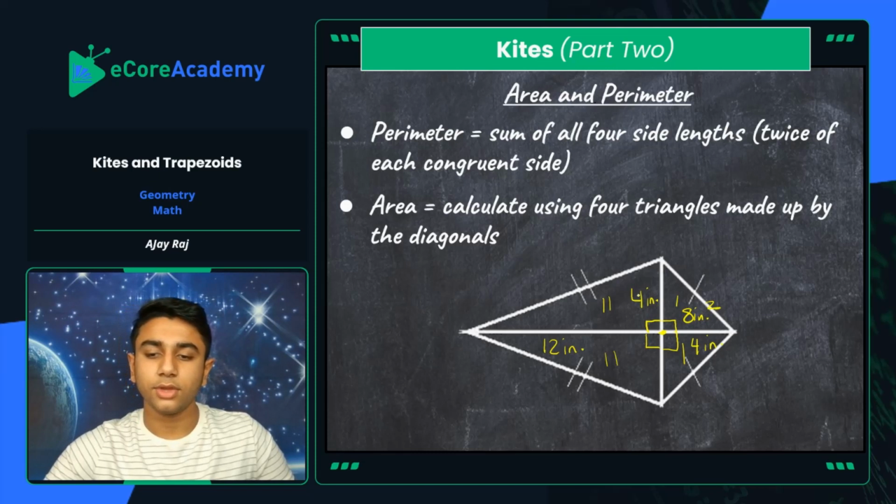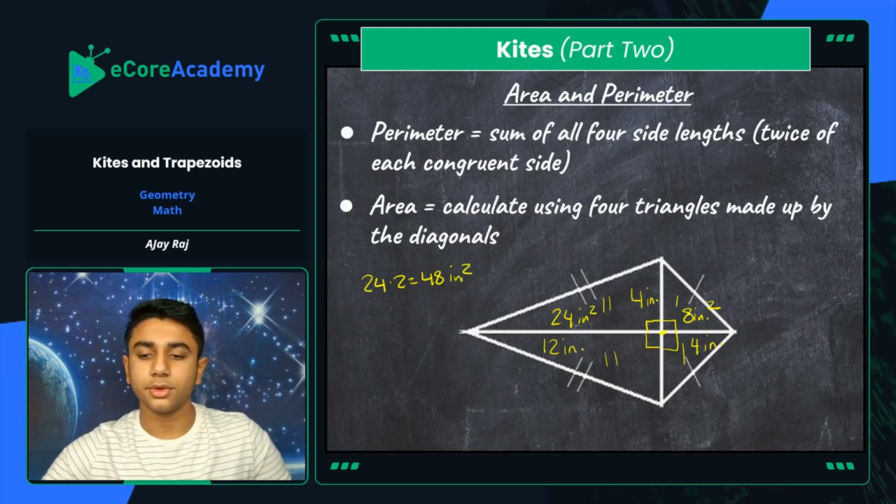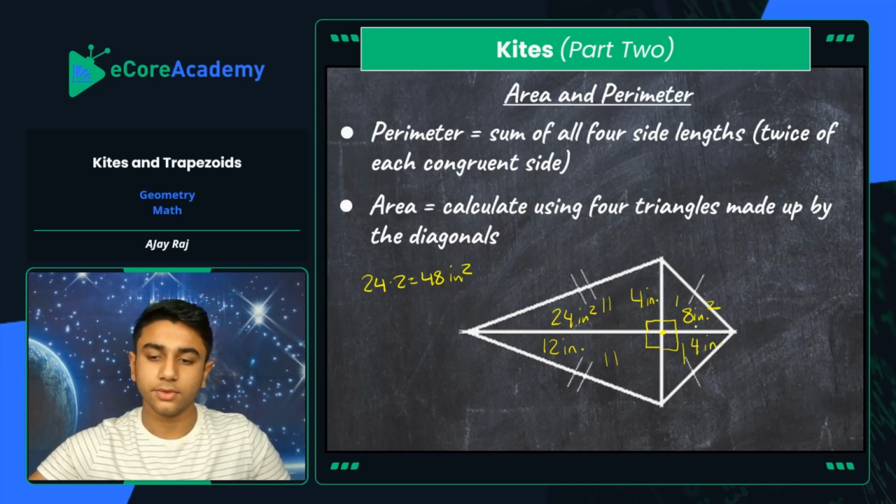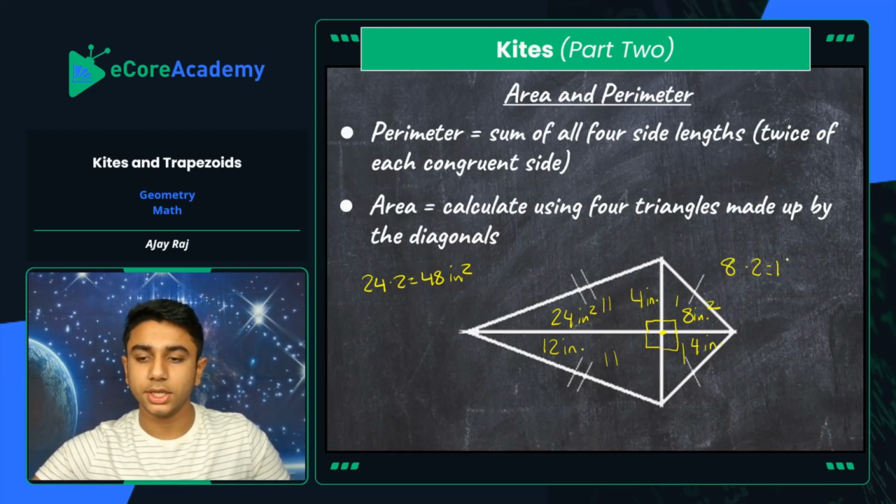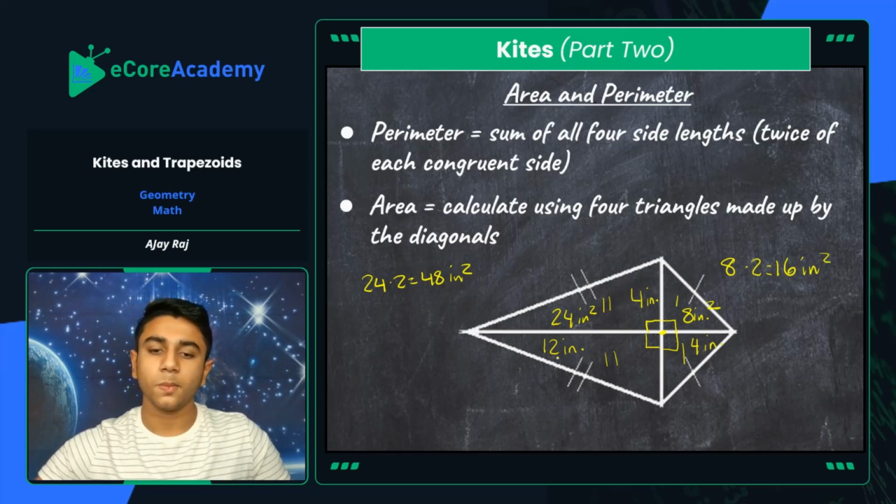And then over here, we have 12 times 4. 12 times 4 is 48. 48 over 2 is 24 inches squared. We're going to multiply 24 by 2. 48 inches squared. And then, of course, we're going to multiply our 8 by 2 because we're going to have to compensate for that other triangle here. So 8 times 2 equals 16 inches squared. We're going to add those together.